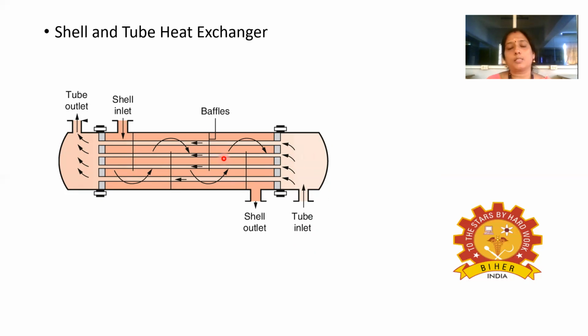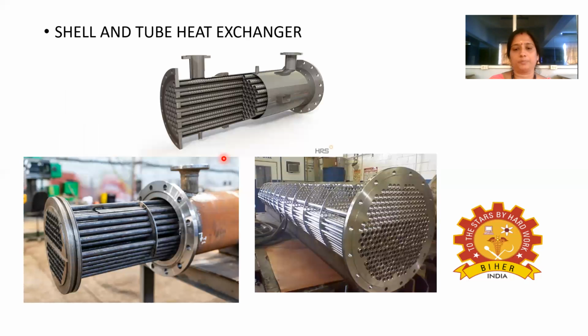So what is the need of increasing the number of passes in the shell as well as in the tube? If the number of passes is increased, then the residence time of the liquid will be increased, because the residence time plays a very important role in heat transfer. So if the residence time is increased, then the rate of heat transfer will also be increased. So to get more heat transfer, the number of passes is increased.